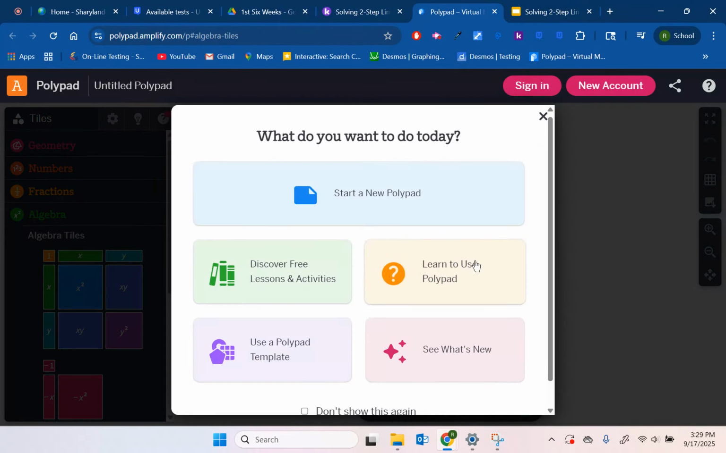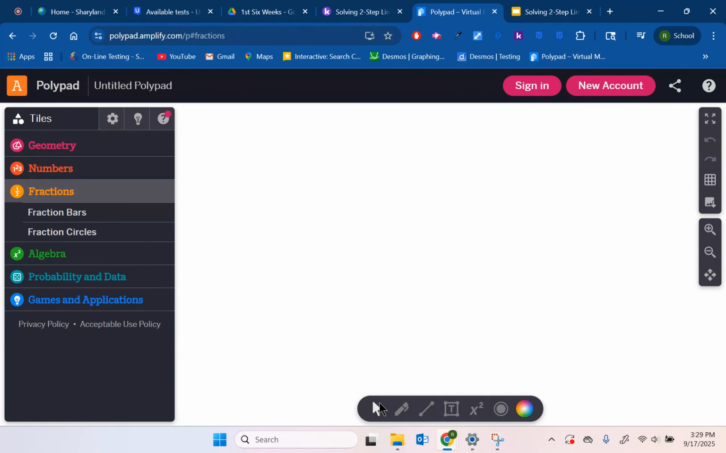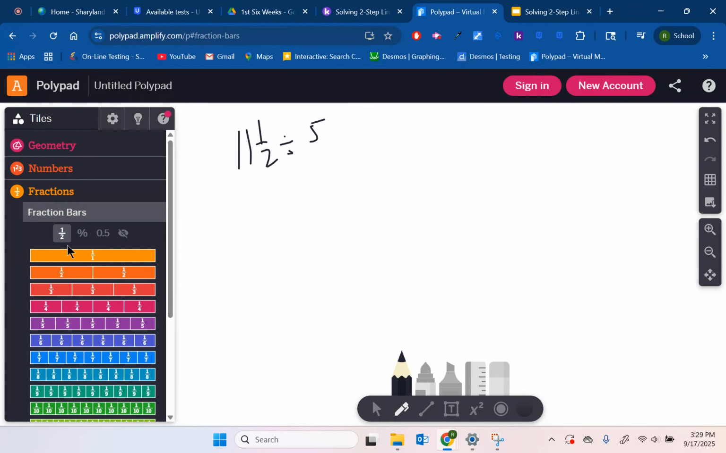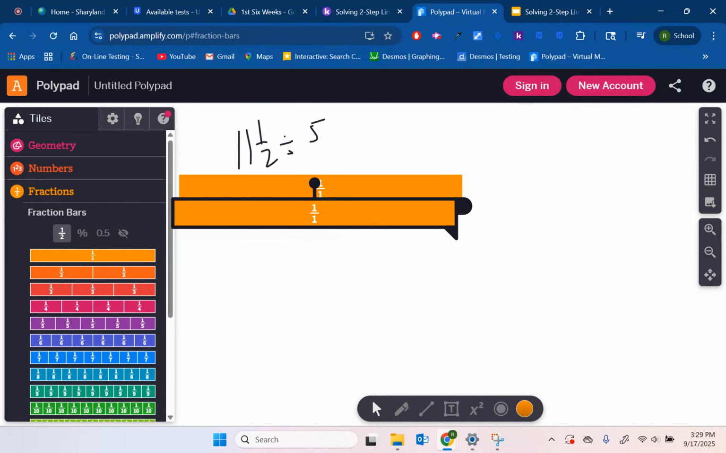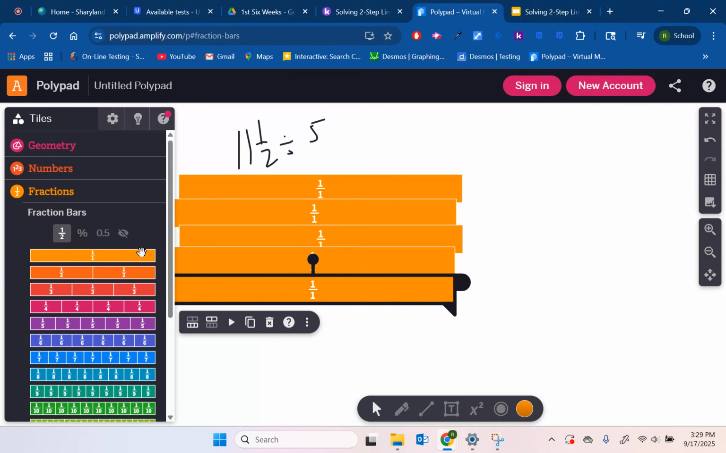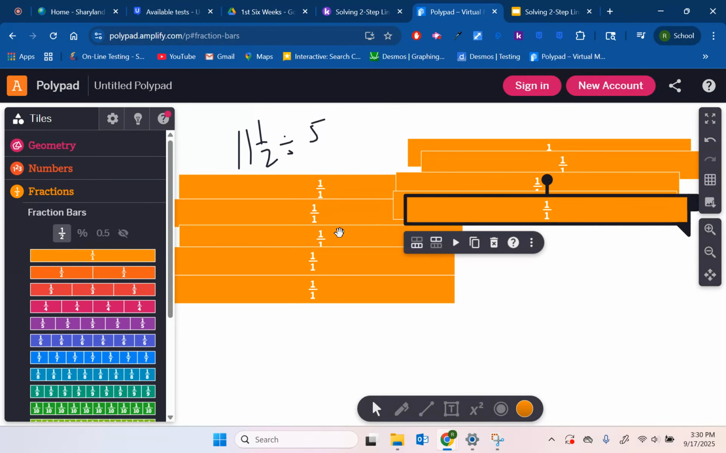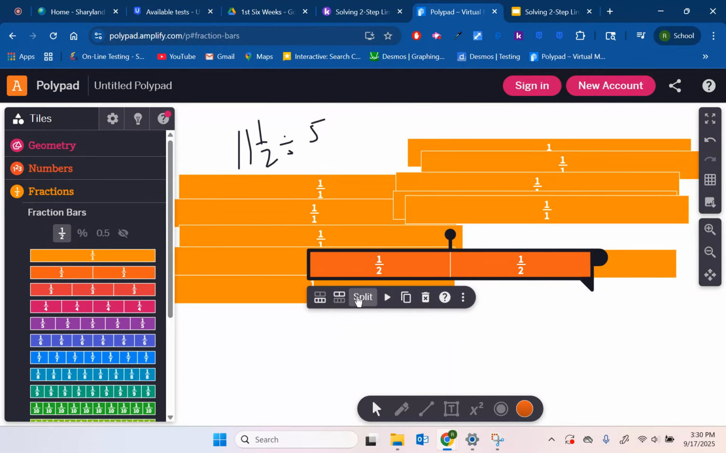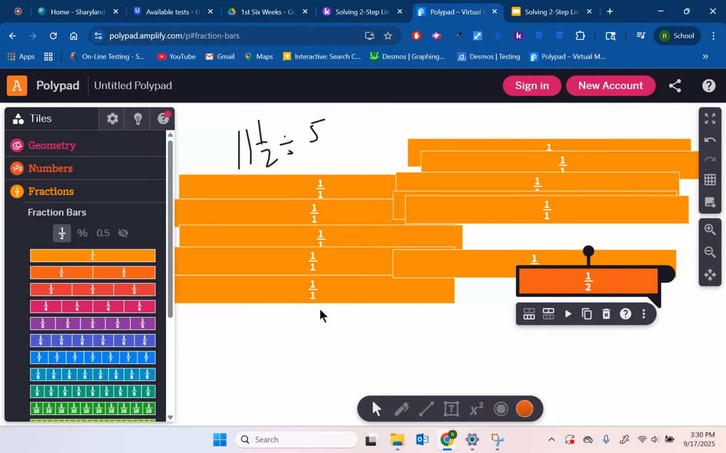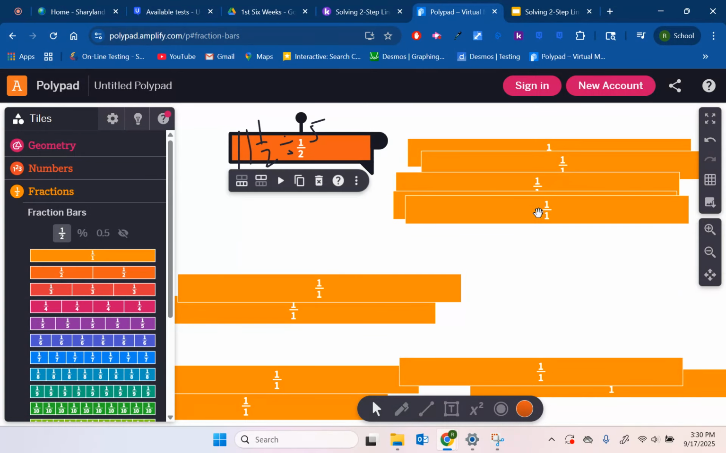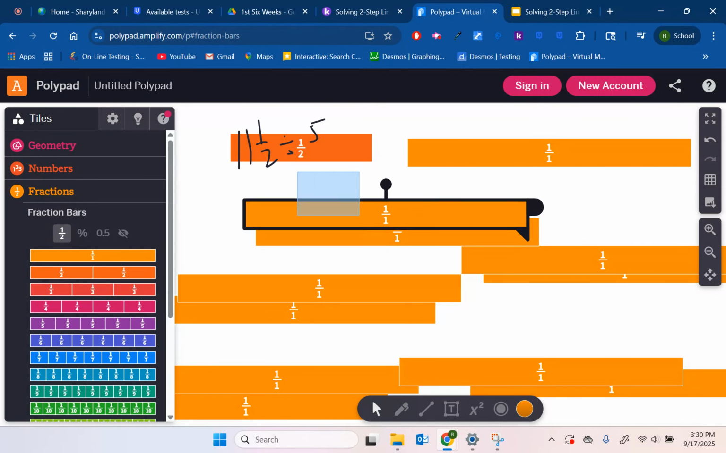Check this out. I want to pop this guy open. The wonderful thing of manipulatives is not just the tiles. 11 and 1/2 divided by 5, right? Let's work it out. We'll go with fraction bars: 1, 2, 3, up to 11 and a half. And then you go 1, 2, 1, 2. Each person gets 2. There's my 5. I got 5 groups of 2.